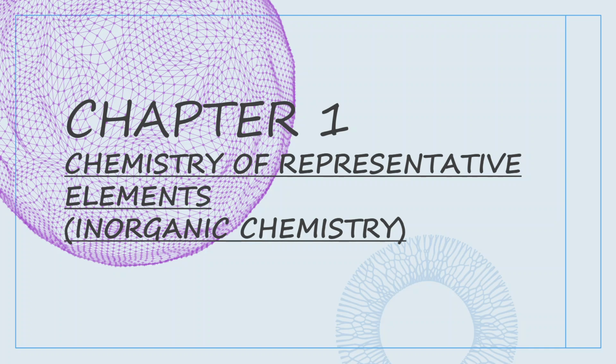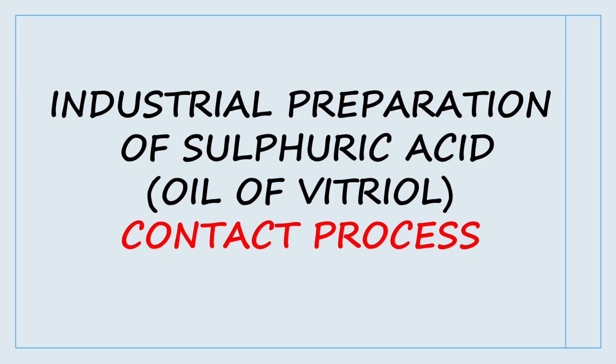This is chapter number 1, Chemistry of Representative Elements, that is part of Inorganic Chemistry. The topic that we will study today is the industrial preparation of sulfuric acid, which is also known as the oil of vitriol, and it is manufactured industrially by the contact process.